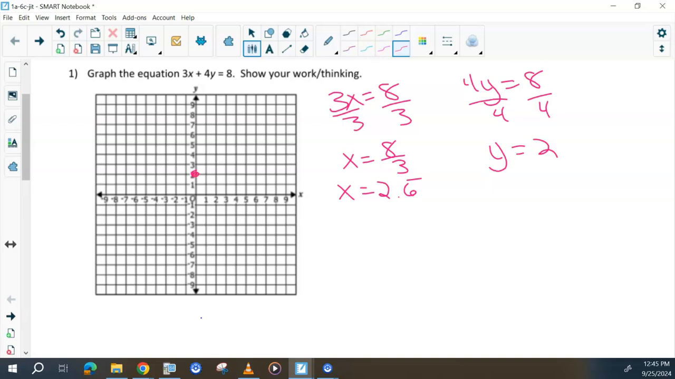So one at 2, one at 2.6, so between 2 and 3, closer to 3, kind of in the middle. And draw a line through those 2 points, if you were graphing by intercepts. Or you could have solved it to get your slope-intercept form.